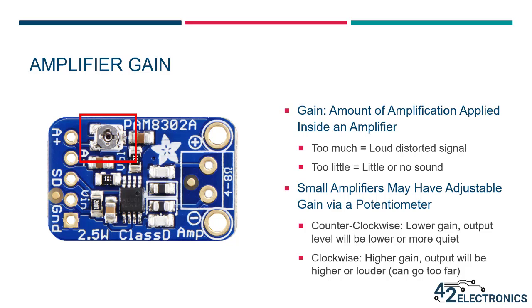In order to get the best sound quality, you might need to make adjustments to the input level using the volume control on your Pi and the output level using the gain adjustment on the amplifier. And these two settings will work together to get a good output level for your speaker.